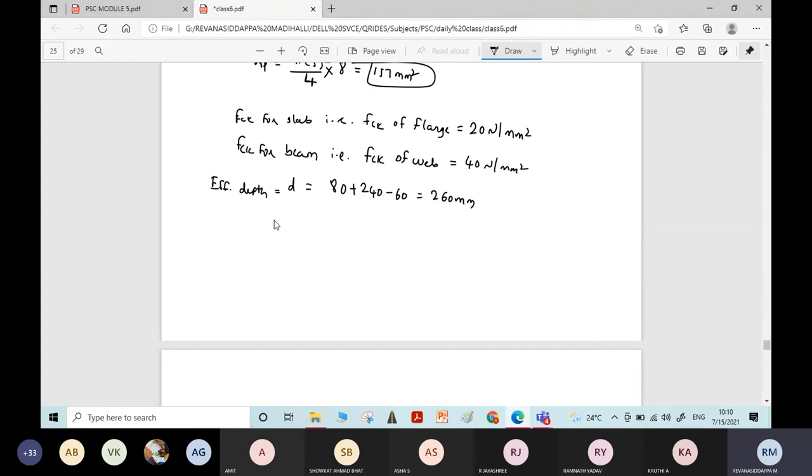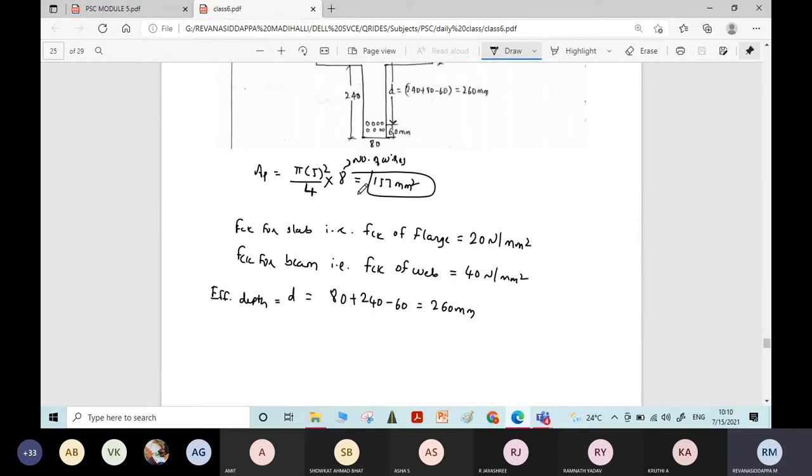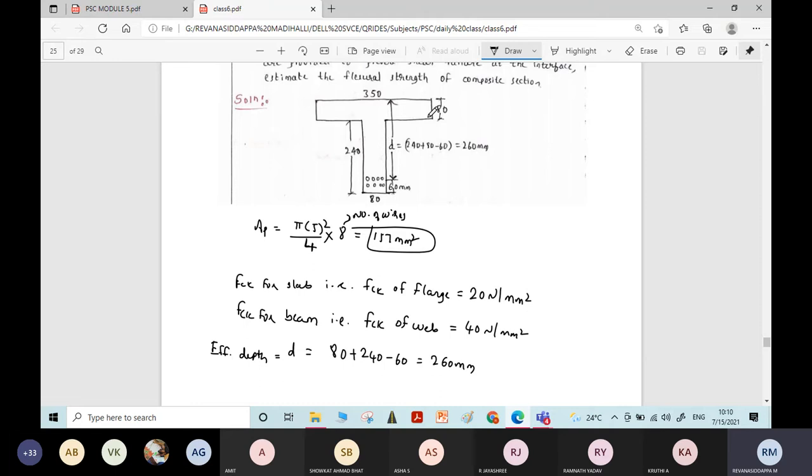That is effective depth. Now we need to calculate the flexural strength of the flanged section. For a flanged section, first we need to assume whether the neutral axis lies in the flange or in the web. We will assume the neutral axis lies within the flange, because the depth of the beam is a little bit less here. When the depth of the beam is less, most of the time the neutral axis falls within the flange only.